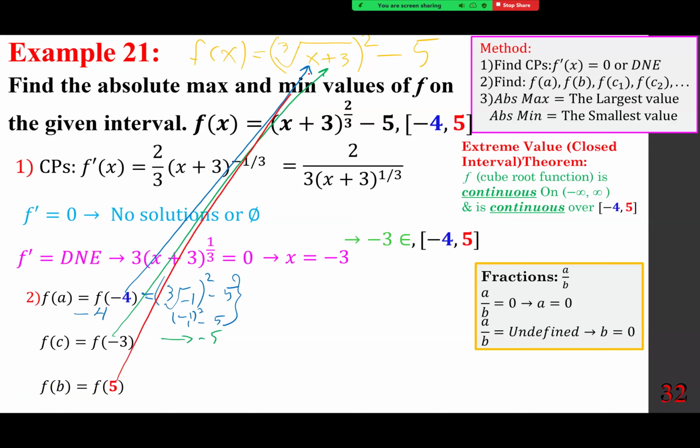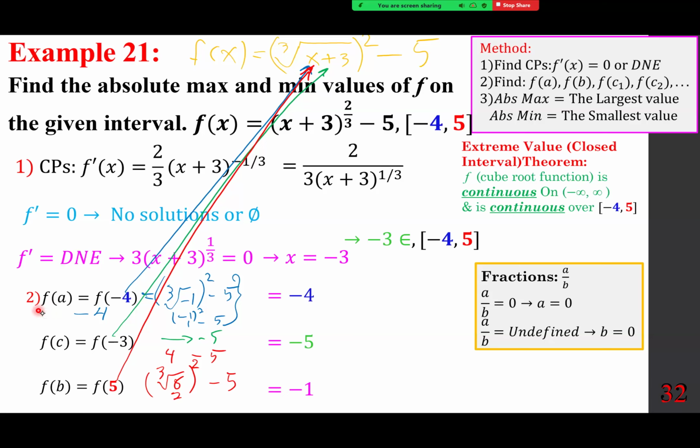I'm going to put the 5 in there. 5 and 3 gives me 8. So cube root of 8, square that, minus 5. As you know, cube root of 8 is 2. So 2 squared is 4, minus 5 is -1. So those are the values.